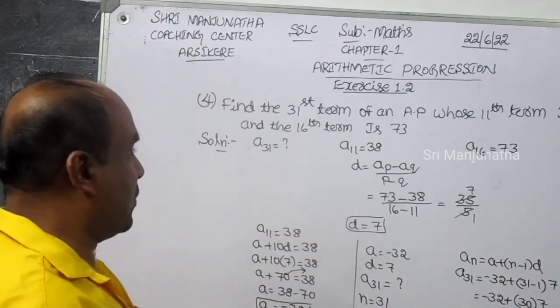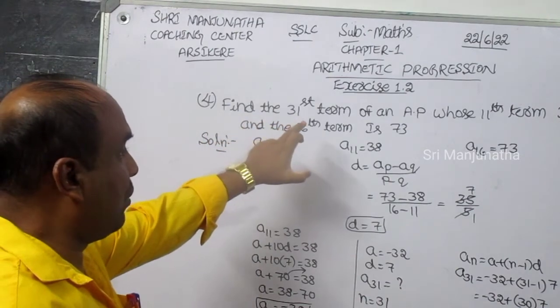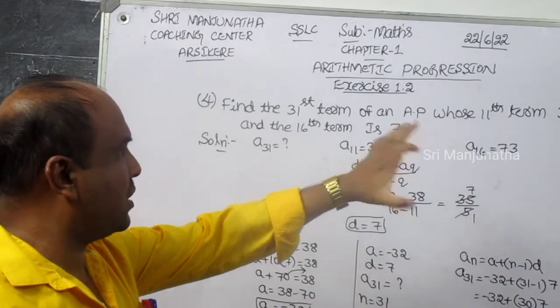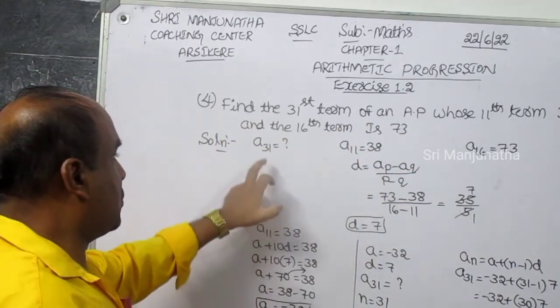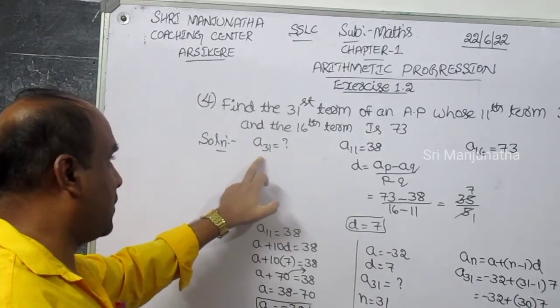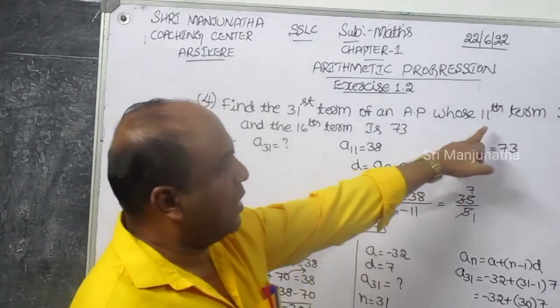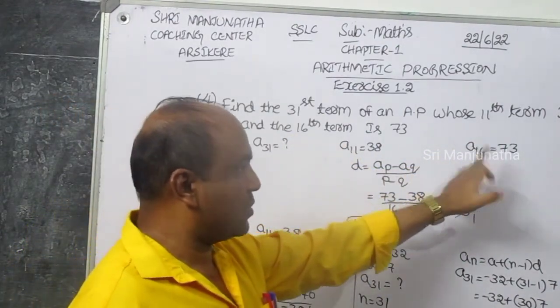Okay, I have to explain it once again. Find the 31st term of an AP whose 11th term is 38 and the 16th term is 73. We should find out A31, which is equal to question mark. A11 is equal to 38, the 11th term, which is given. And the 16th term, A16, is equal to 73.